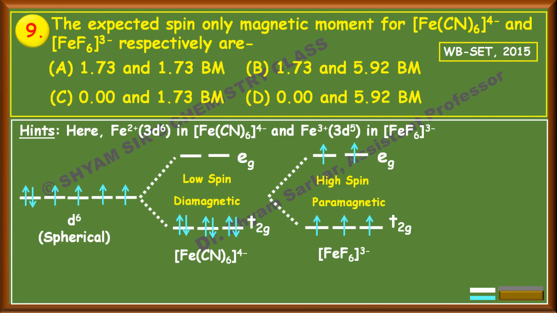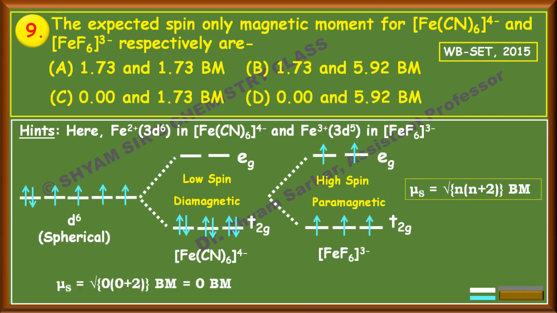So now you put the values in the equation, and you will get the mu s value for Fe(CN)6 4 minus as 0 and the mu s value for FeF6 3 minus as 5.9 BM. So it's matching with option D. So option D is the correct answer. Okay.